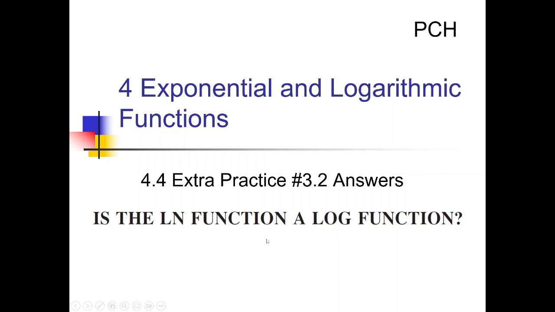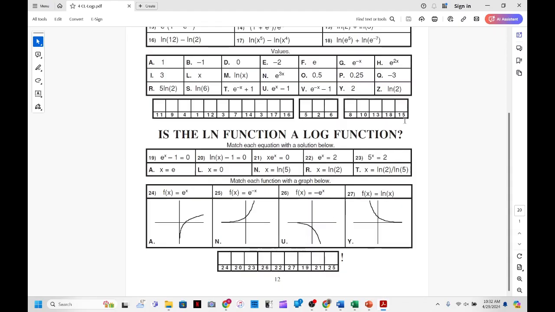We've got another puzzle that goes with this one. Let's check that out. So this is the second puzzle on this one worksheet. We're answering the question, is the ln function a log function? For the first several questions, 19 through 23, we just have to match the equation with the solution and then put the letter next to that number down in these boxes below. And for the last four questions, we're matching the function with the correct graph. So let's get on our way and see where this leads us.